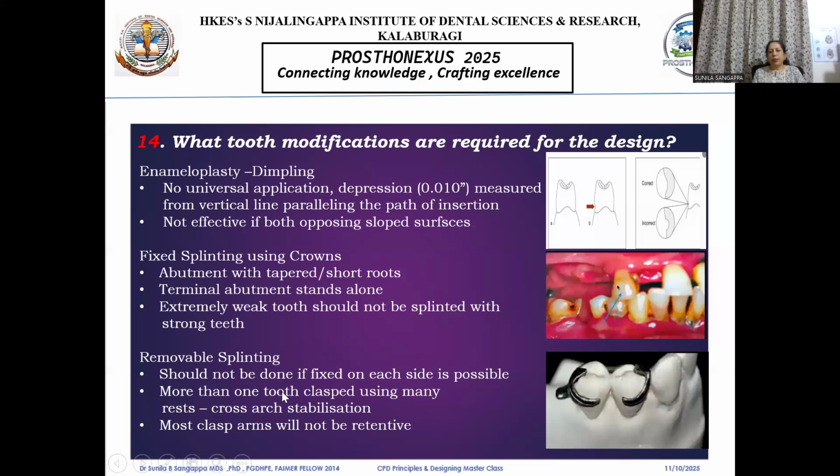Removable splinting, should it be considered? When a fixed one is possible, removable is never considered. In such a case, when removable splinting is considered, we need to have more than one tooth clasped for cross-arch stabilization.